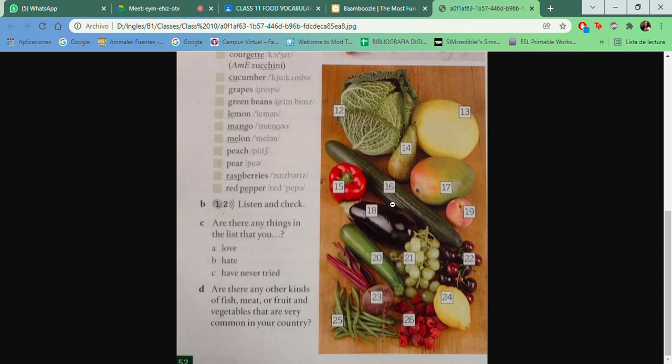Raspberry. Raspberries is 26. Yes, this is 26, raspberries. So we have strawberries, blueberries, cherries, raspberries, cranberries. And the last one, red pepper. 15. Very good. Excellent. Well, speaking of loving things, in letter C, let's talk about things that you love from this list, that you hate or you have never tried before.